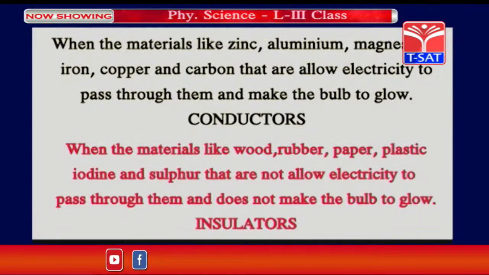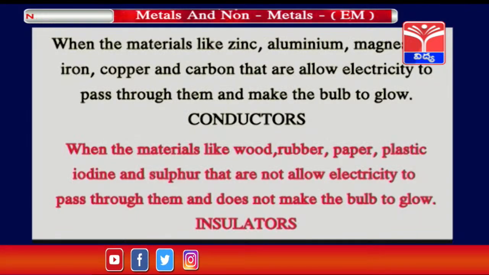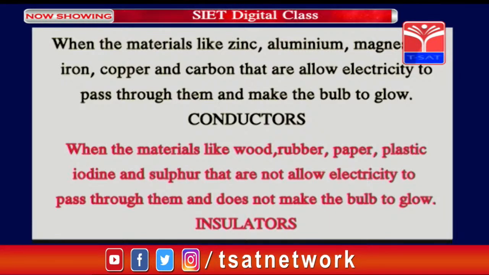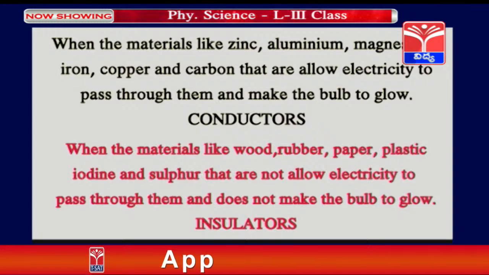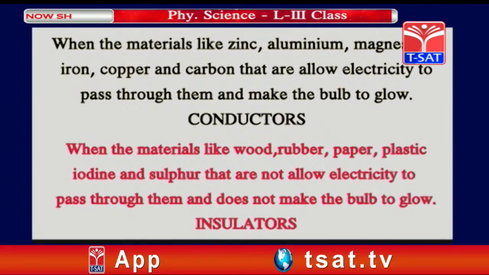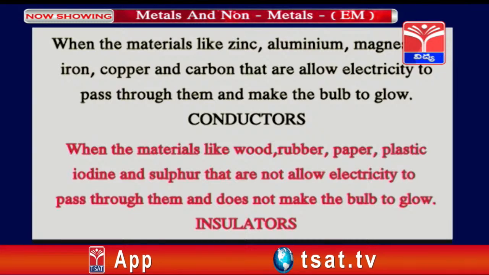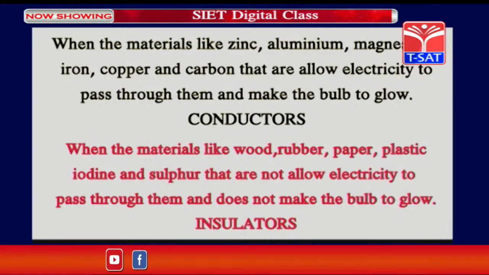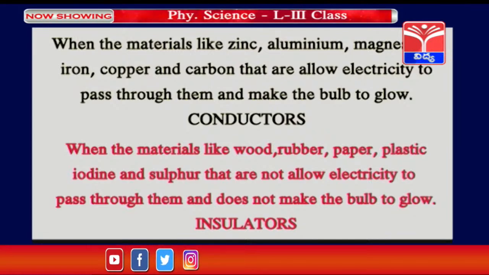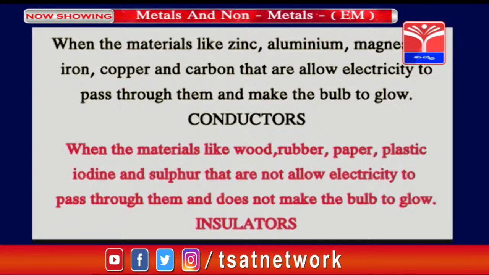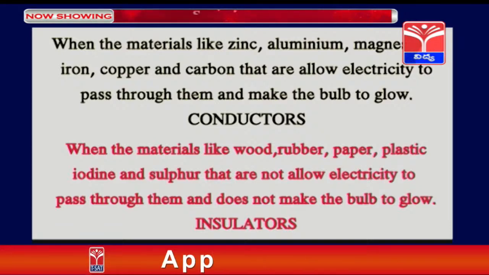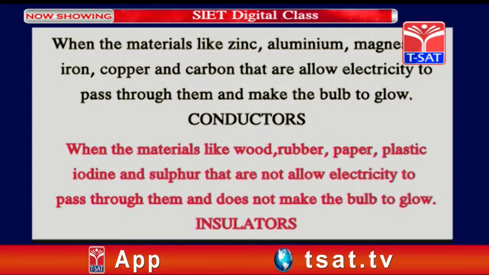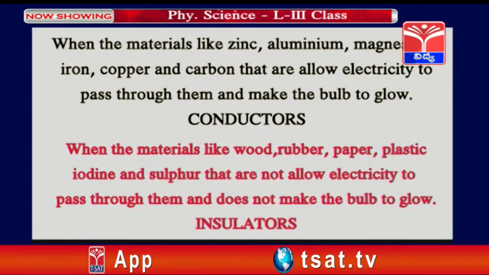When materials like zinc, aluminum, magnesium, iron, copper and carbon allow electricity to pass through them and make the bulb glow, these materials are called conductors. And when materials like wood, rubber, paper, plastic, iodine and sulfur do not allow electricity to pass through them and do not make the bulb glow, these materials are called insulators. Children, you know the difference between these two.